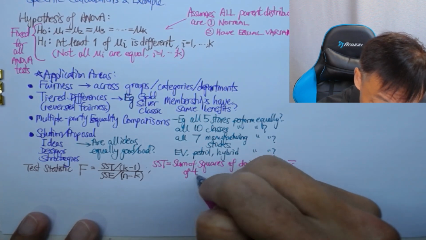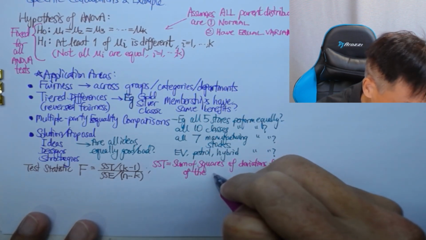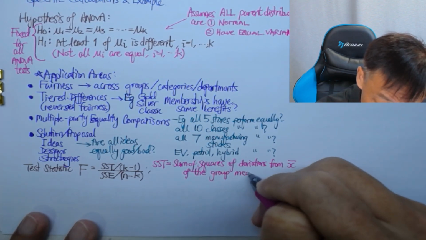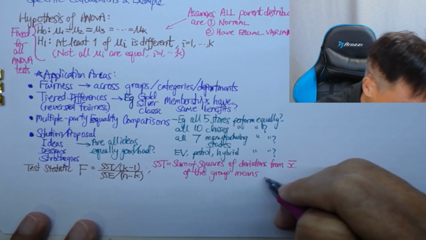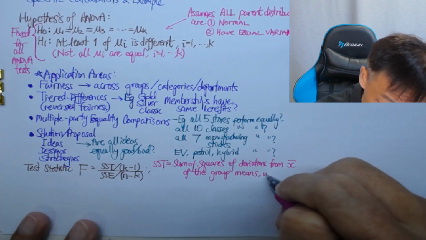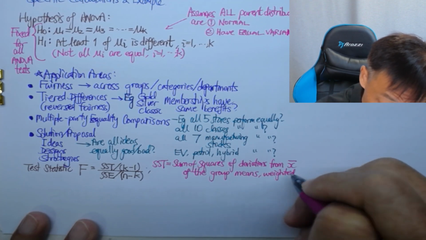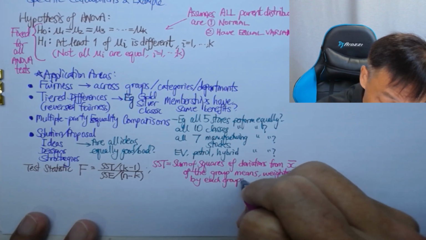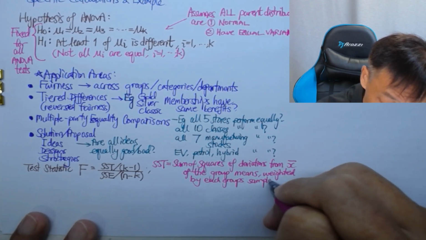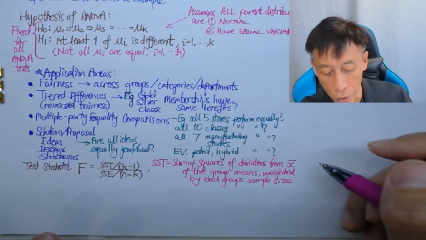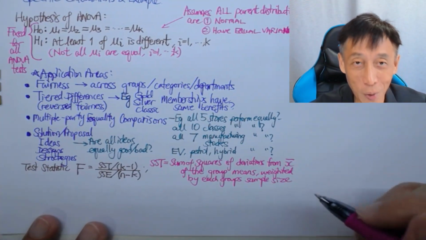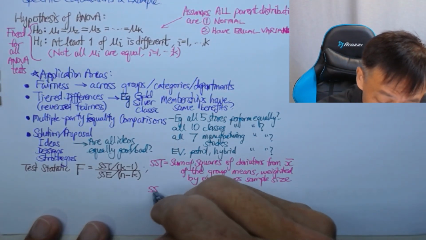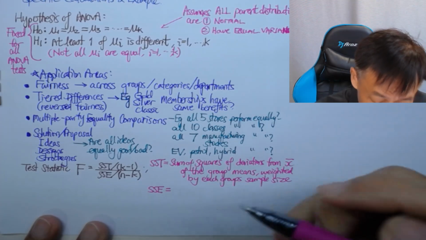Of the group means weighted by each group's sample size. Something like that, right? I write in English so that the meaning of the formula doesn't get buried by all the algebra that we work on, right?